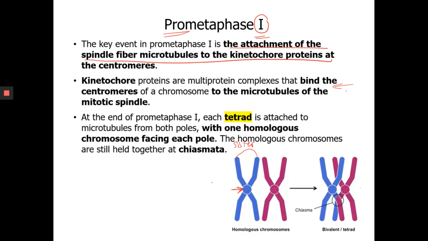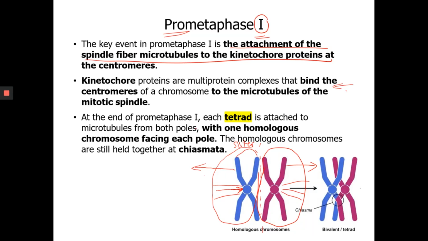So what happens is you're going to have spindle fiber microtubules coming here and attaching themselves to kinetochore proteins, so that during meiosis 1, the 2 homologous chromosomes will be separated, right? The spindle fibers are going to pull this homologous chromosome in one direction, and then the other homologous chromosome will be pulled to the opposite direction, and they will end up in 2 different daughter cells, all right? Now, there's a term here.